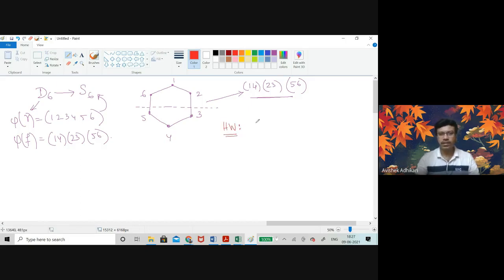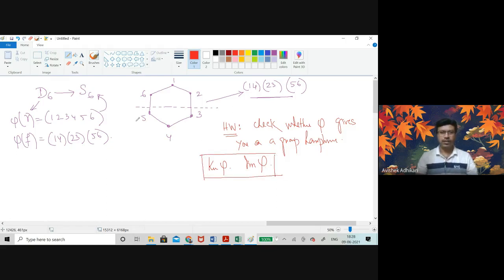Check whether phi gives you a group homomorphism. If so, then what is the kernel of phi and what will be the image of phi? Both things I need. In my next class, I will ask you.